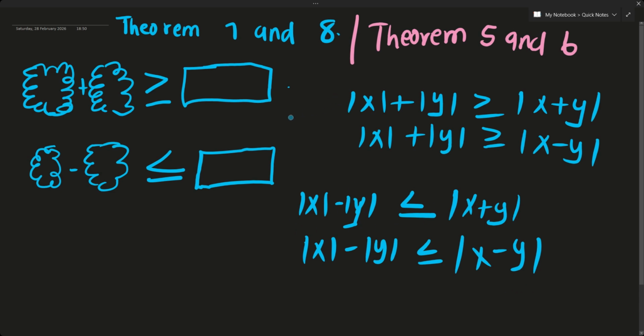So remember, in order to memorize this, you need to know about the bigger part and the smaller pieces. When the smaller pieces are added together, they're always greater than or equal to the bigger part. And when the smaller pieces are minused together, they're always smaller than the bigger part. This is kind of like our mnemonic.